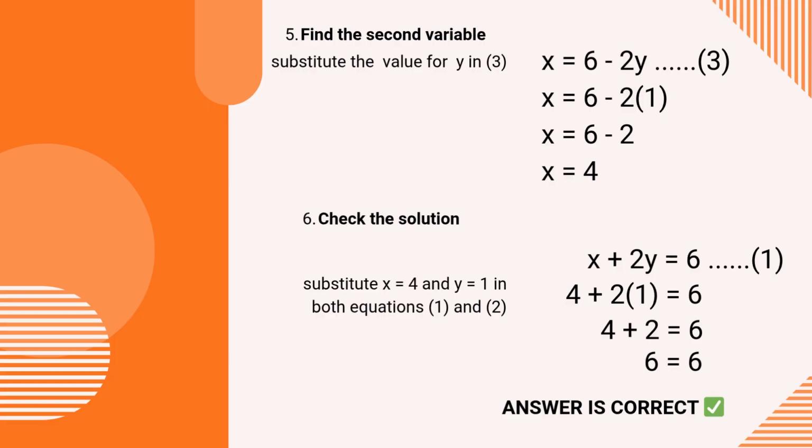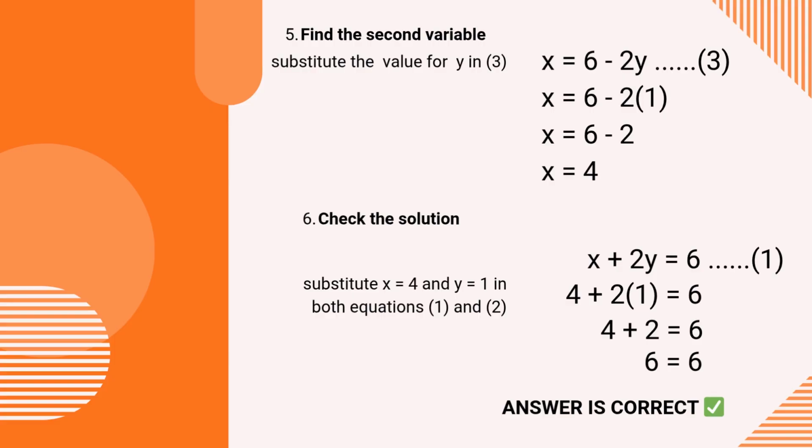You don't really need to write step 6 in your examination. It is for checking your solution to know if you got it correctly. So, checking the solution is simple. You go back to your original equations, equation 1 and equation 2, which was the question, and substitute the values for x and value for y you got as your answer. This step is very simple.